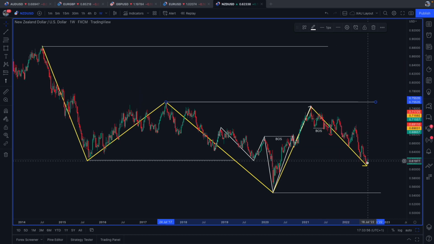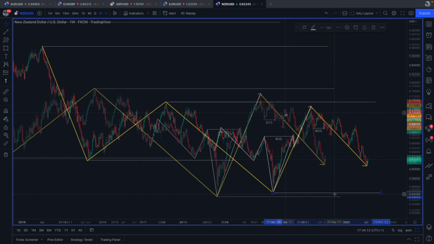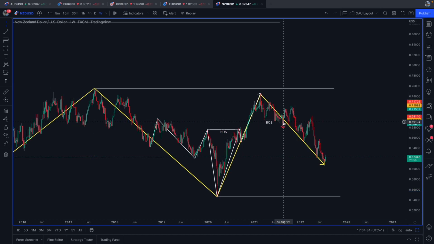We would wait for that pullback and then look to get involved. Ideally, if price is still trading within this bracket, we want to be looking for those sell positions. And we can predict and presume that price is going to continue bearish and eventually break this swing low here. Now, just quickly to go over what would happen if price did displace, what would we do, and how do we look to get involved in the market.